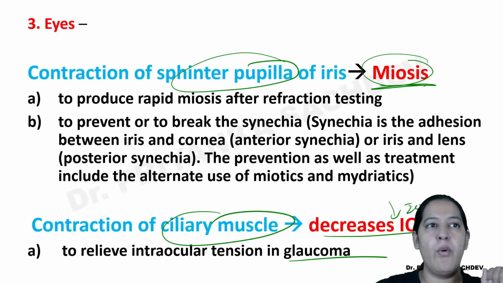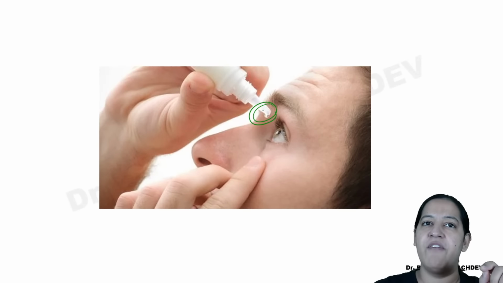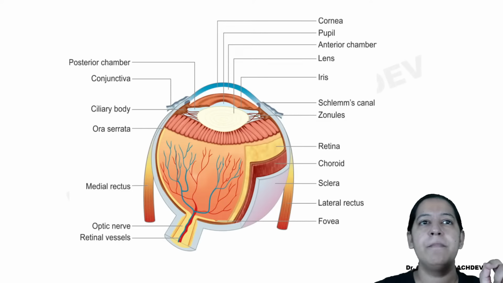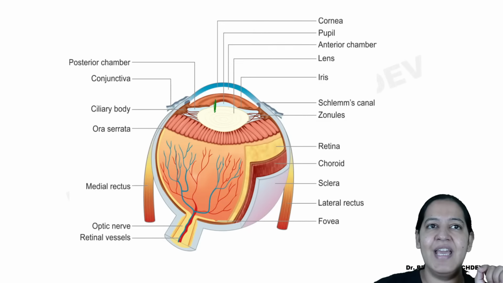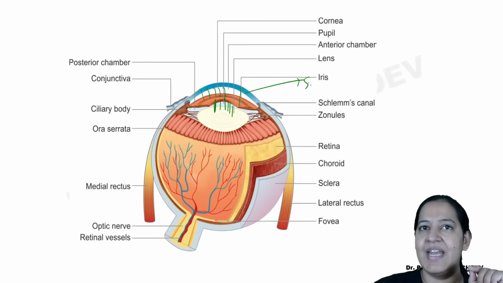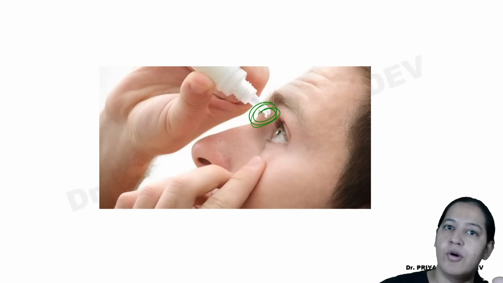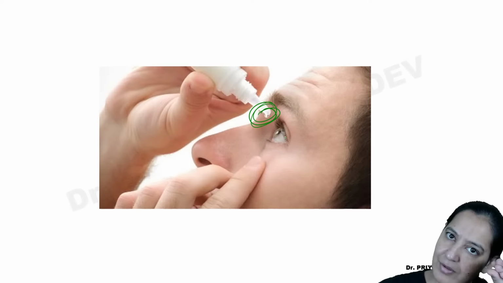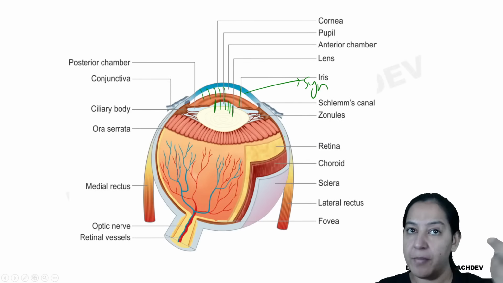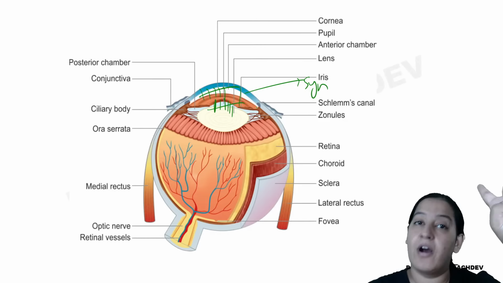So it is required to break the synechiae. You know what synechiae are? These drugs are available in the form of eye drops. Synechiae are adhesions between the lens and the iris, or between the iris and the cornea. In this condition, you want to put eye drops which cause alternate meiosis and mydriasis. Sometimes it causes meiosis, sometimes mydriasis, so that because of the alternate meiosis and mydriasis these synechiae will be broken down.